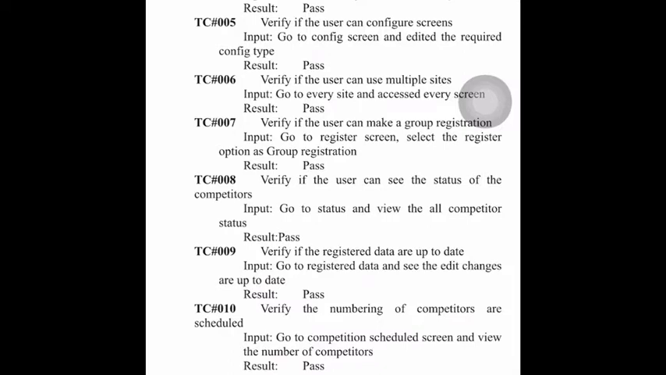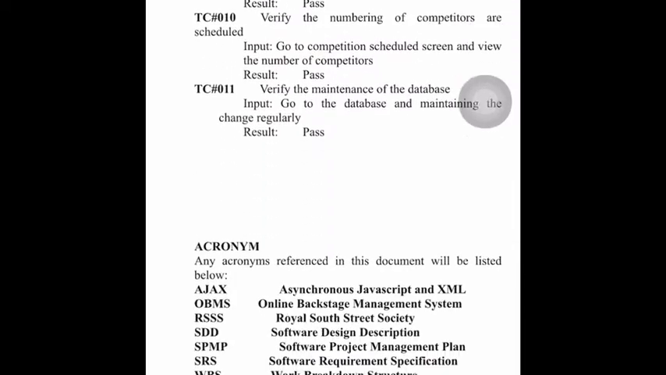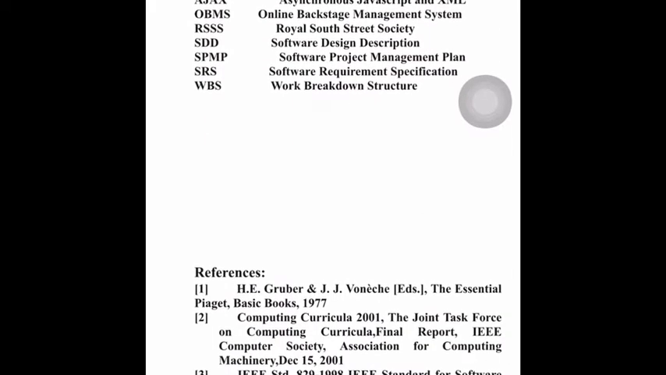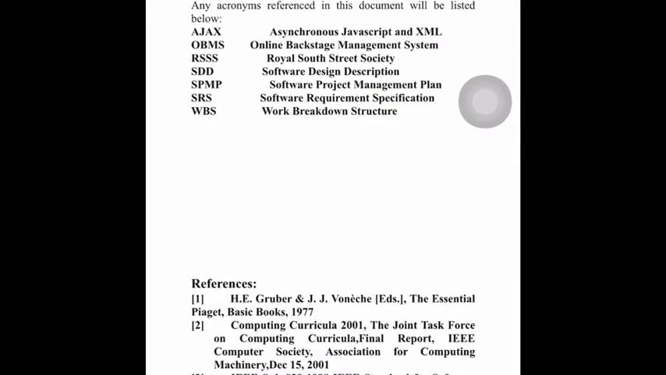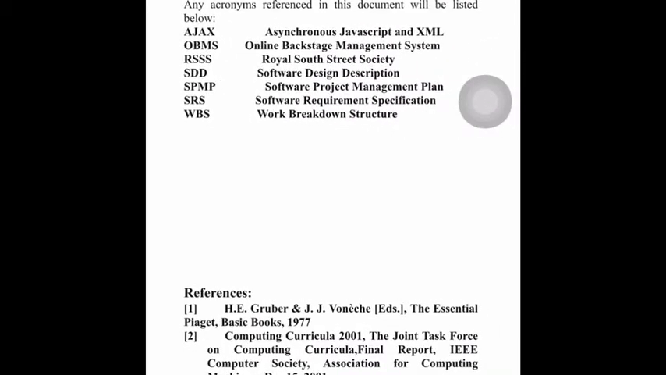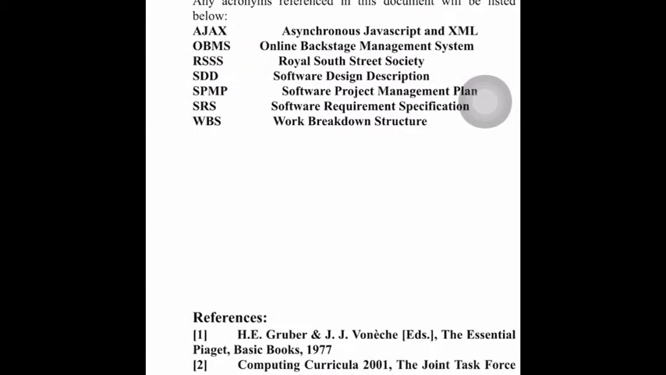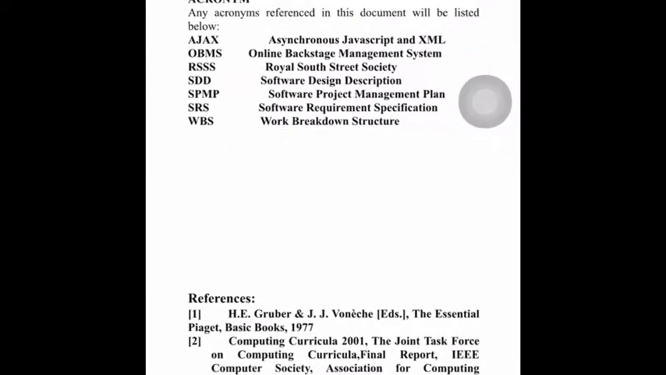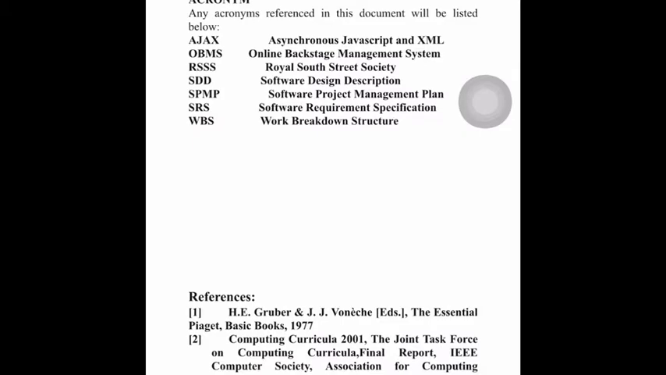Now I am going to describe some acronyms. The first one is AJAX, Asynchronous JavaScript and XML, then OBMS, Online Backstage Management System, then RSSS, Royal South Street Society, then SDD, Software Design Description, then SPMP, Software Project Management Plan, then SRS, Software Requirement Specification, and last one is WBS, Work Breakdown Structure.